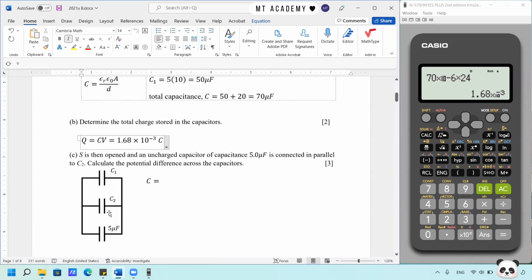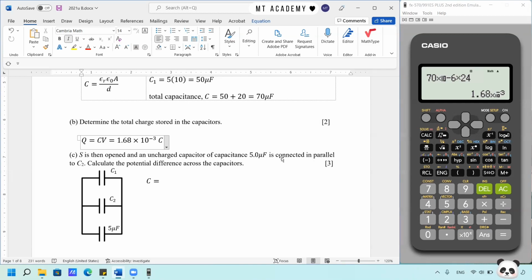Move on to question C. S is then opened and an uncharged capacitor of capacitance 5 microfarad is then connected in parallel to C2. Calculate the potential difference across the capacitors. This issue has been discussed in my video about capacitors in series and parallel. What will happen is that they will perform charge redistribution. The battery is disconnected, so the total charge in the circuit is conserved.